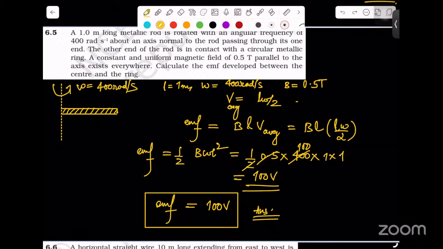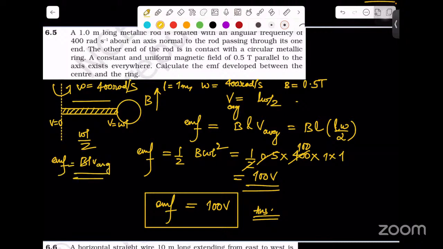So at this end the velocity is 0. At this end it will be omega L. So the average will be omega L upon 2. And the magnetic field is like this, parallel to the axis. So the induced EMF will be B L v average. Okay, so I guess everyone is clear with this question. So let's move on with the next question.